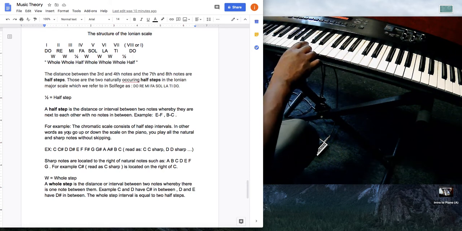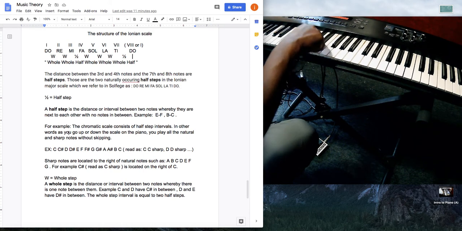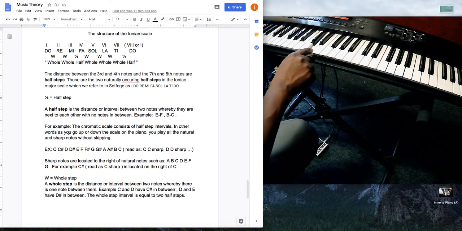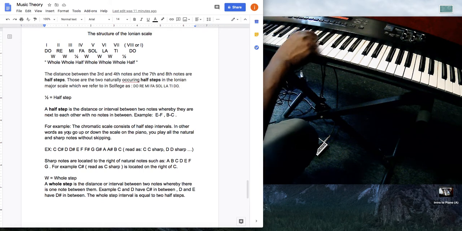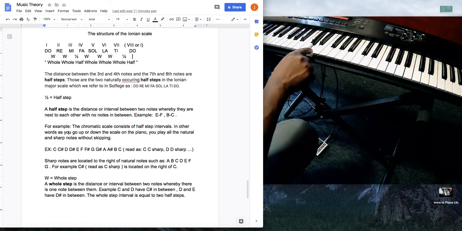However, if you want to go from C to a half step, you have to go from C to C sharp. And that's your half step. If you go from C to D, that means you skipped the sharp to get to D. Therefore, it's not a half step anymore, because you have to go 1 plus 2 half steps, or 1 whole step, in order to go from C to D.